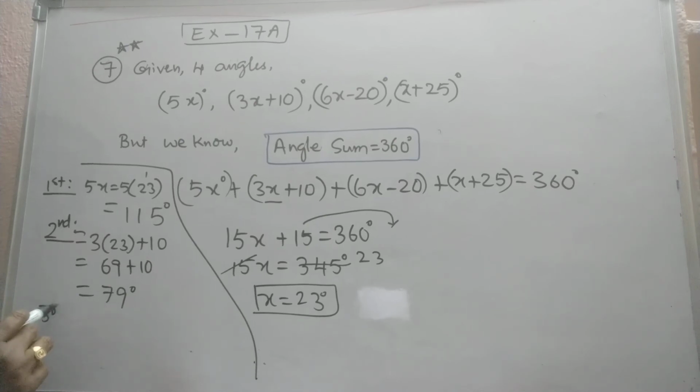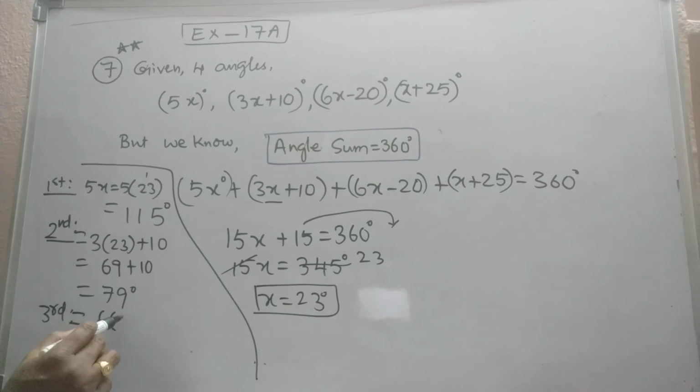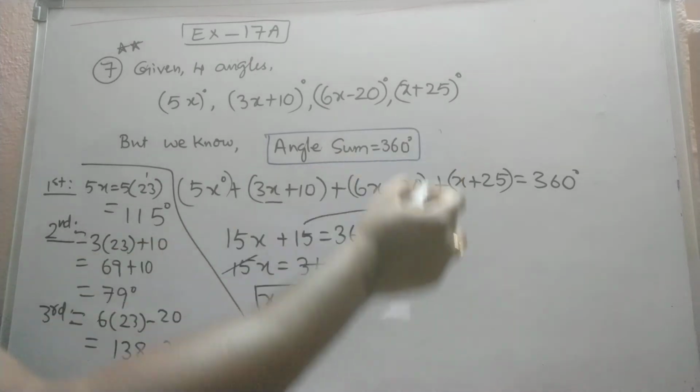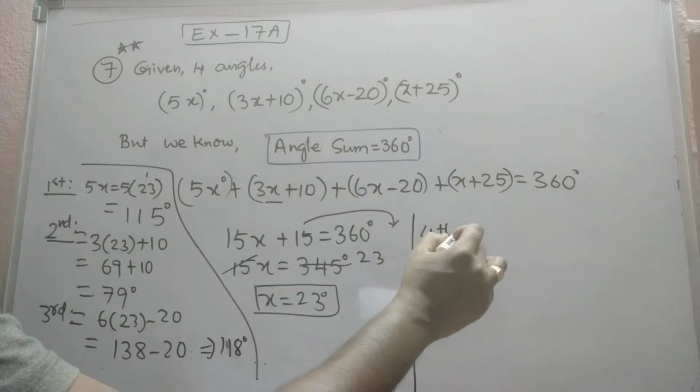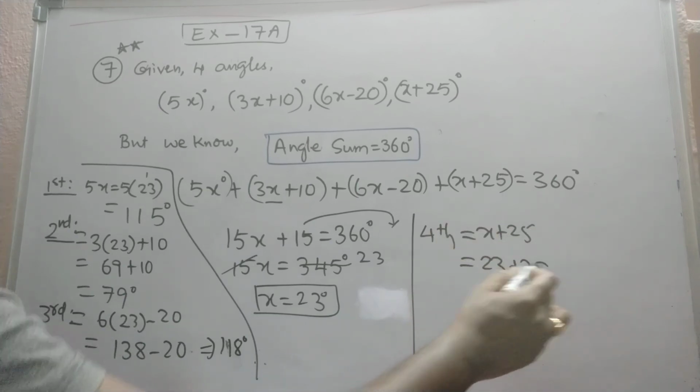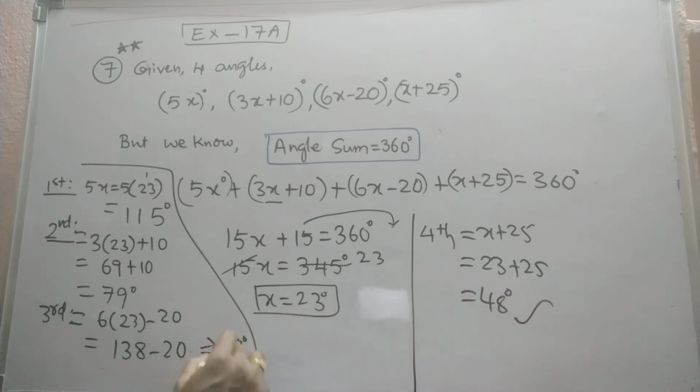Now we have to calculate the third angle. The measure of the third angle is equal to 6x minus 20. 6 into x value 23 minus 20. So 6 3s are 18, 1 carry, 6 2s are 12, 13, 138 minus 20, sorry, 118, because 138 minus 20 is equal to 118 degrees. And the fourth angle I am calculating here. The measure of the fourth angle is equal to x plus 25. So that is equal to 23 plus 25, we get 48. So the sum of all the 4 angles also will get 360. Anyway, 4 angles he is asking, 4 angles we calculated.